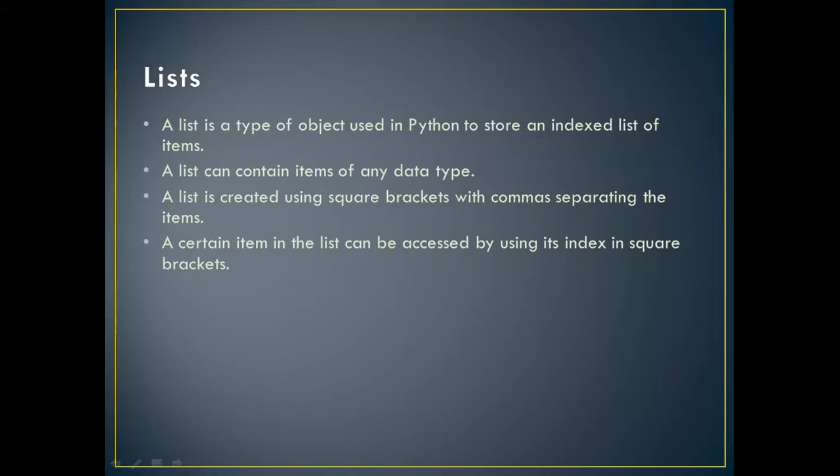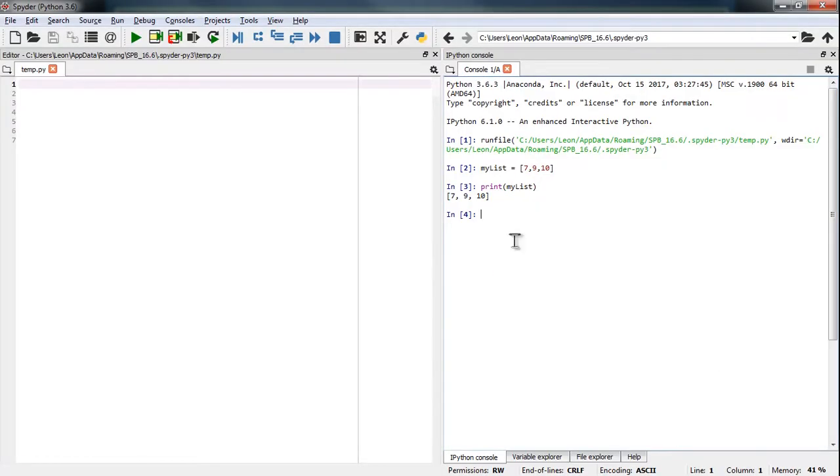A certain item in the list can be accessed by using its index in square brackets. The thing in Python and in many programming languages is that the first element is actually element 0. Then we have element 1, then element 2. We say that this list has 3 elements, so each item is referred to as an element in the list. However, 3 elements, but you still say element 0, element 1, and element 2.